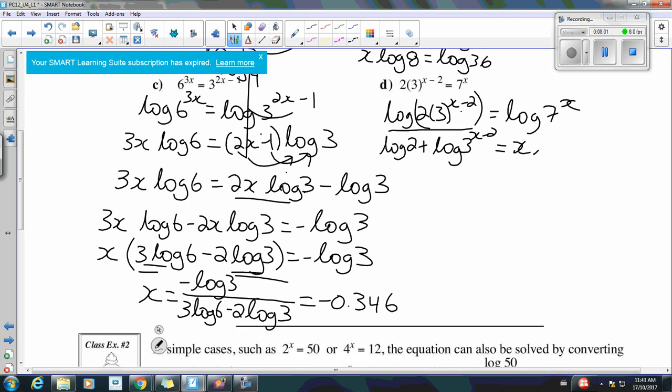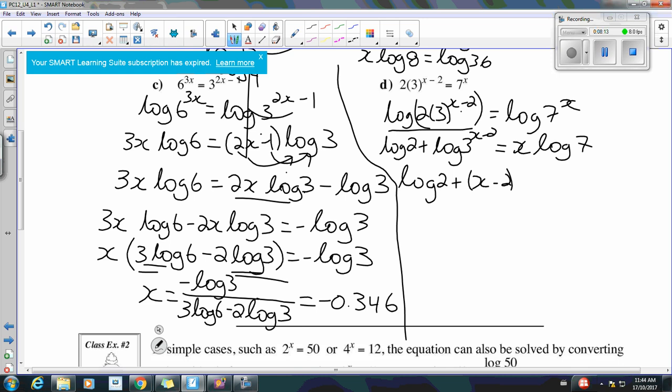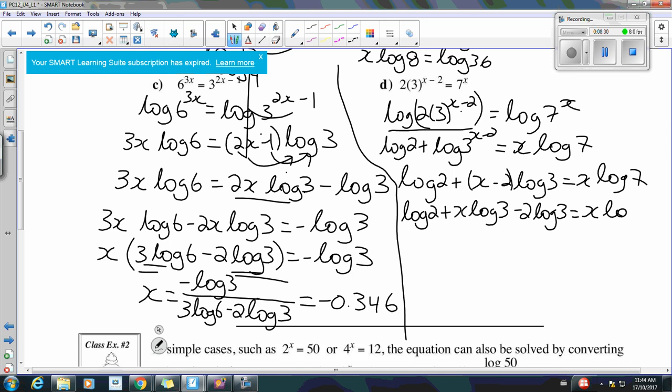So here I need to use my logarithm laws to first split it up. And on this side, I could bring the x down whenever I want. So now I'm ready. Log 2 plus x minus 2 log 3 equals x log 7. Expand out. So I get x log 3 minus 2 log 3 equals x log 7.